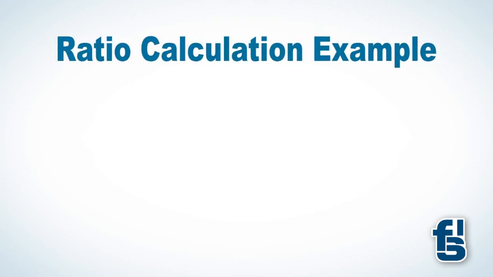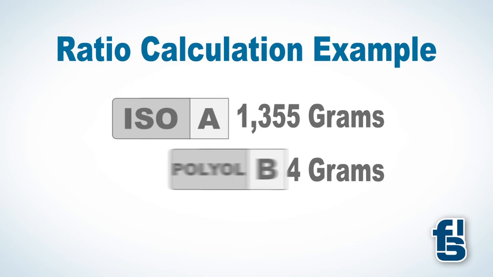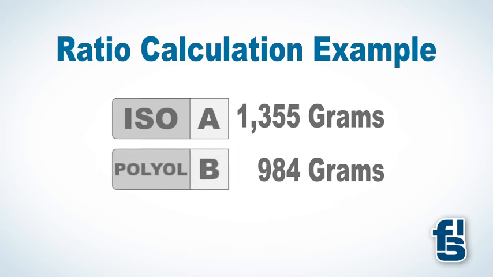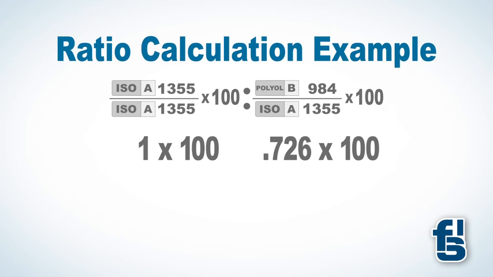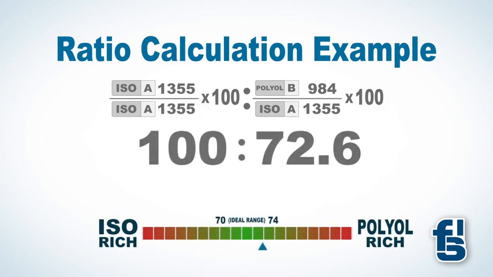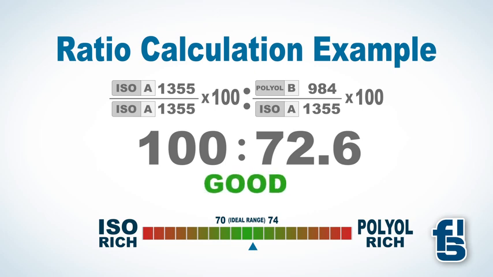In this example, the ISO weighed 1,355 grams and the polyol weighed 984 grams. Using the ratio formula, divide 984 by 1,355, then multiply by 100, which results in a ratio of 72.6. Record this value in the B ratio column of the daily log. In this example, the ratio is within the target range of 70 to 74.